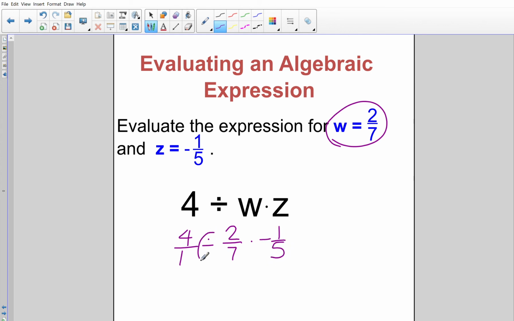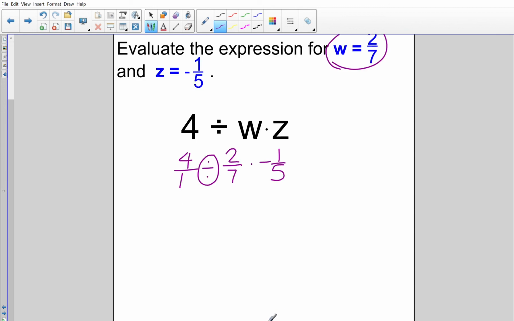Okay, so I've got to pay attention to this division right there. So I want to make this 4 over 1 times 7 over 2 times negative 1/5. So now it's all multiplication, so I can do reducing or whatever I need to do anywhere, any top with any bottom. So I could divide out 2 here and divide out 2 here. And then I could just multiply straight across the top. So I have 1 negative, so my answer will be negative.